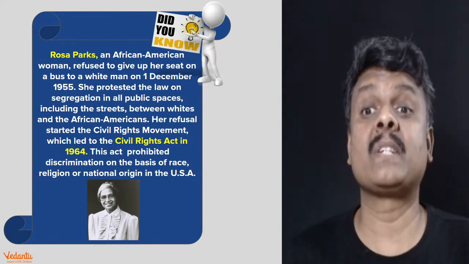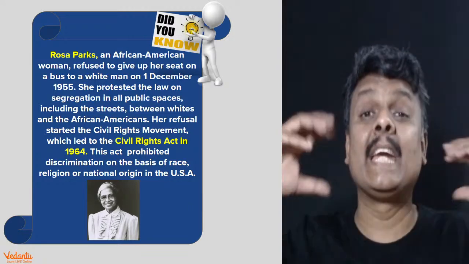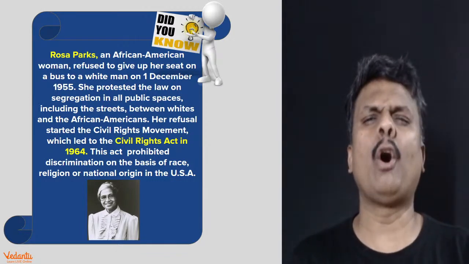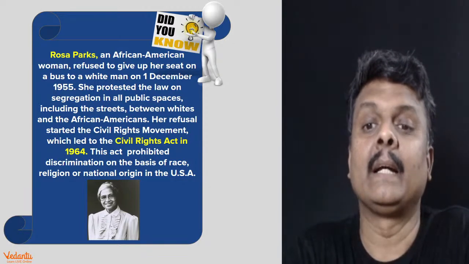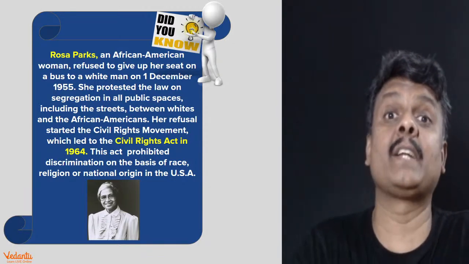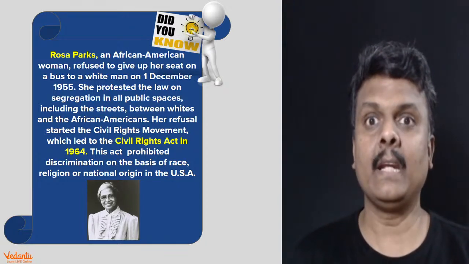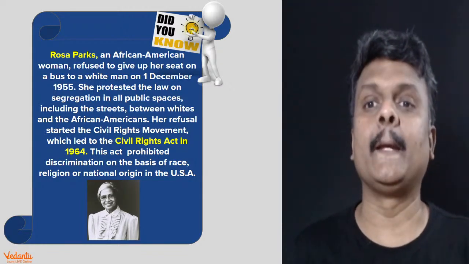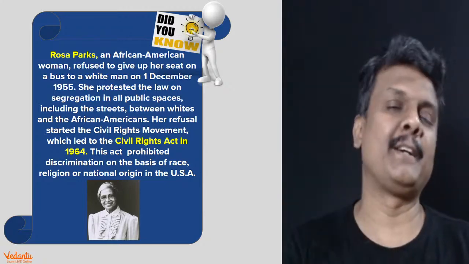So she protested the law on segregation of blacks and whites in public places, and her protest drew a lot of attention throughout the country. And you know what happened? The Civil Rights Act was passed because of that in 1964 throughout the country, where people, blacks as well as whites, should be treated equally. So Rosa Parks was kind of a revolutionary on that front.